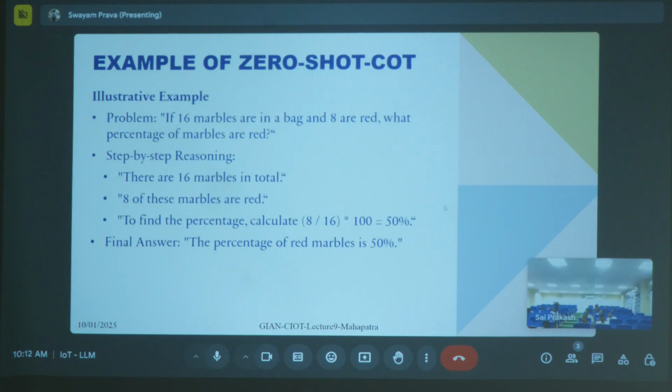Again, another example in case you want one, to understand it even better. We give it a problem that there are 16 marbles and 8 are red. What percentage of the marbles are red? And then it's again thinking step by step. So it's writing everything that it is thinking: there are 16 marbles, 8 are red. So then it will calculate the percentage and then finally give you the percentage. So from this part, it will tell you, this is what I'm thinking about. This is how I'm getting to my answer. So it can show you the logical reasoning, again, without prior examples.